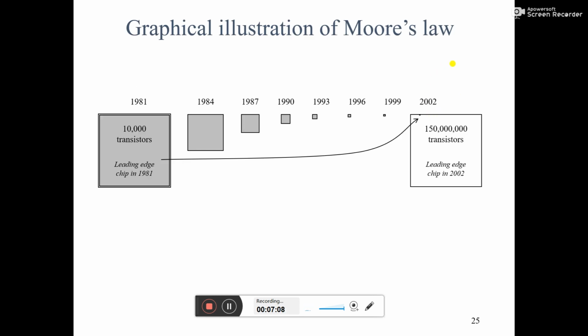In 1981 the leading edge chip had 10,000 transistors, and after that the feature size reduced, and in 2002 there were 150 million transistors on a single chip.